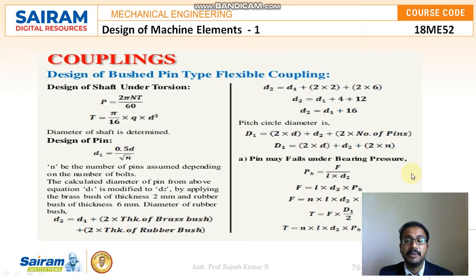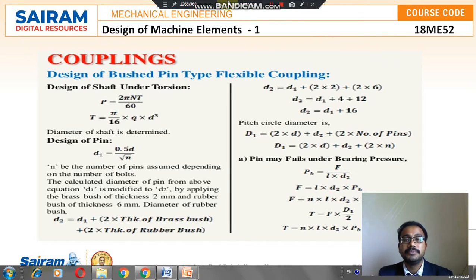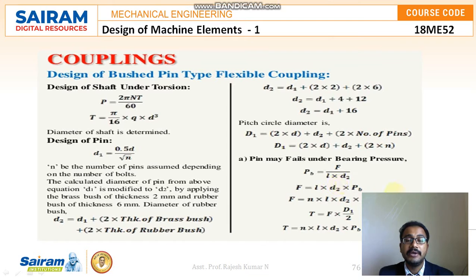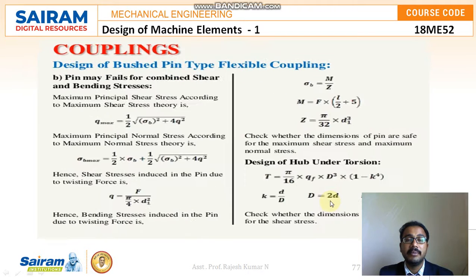So the pin may fail under bearing pressure, that is Pb equal to F divided by L into D2, and F is equal to L into D2 into Pb, and F is equal to N into L into D2 into Pb, and T is equal to F into D1 by 2, and finally T will be N into length into D2 into Pb into D1 by 2.